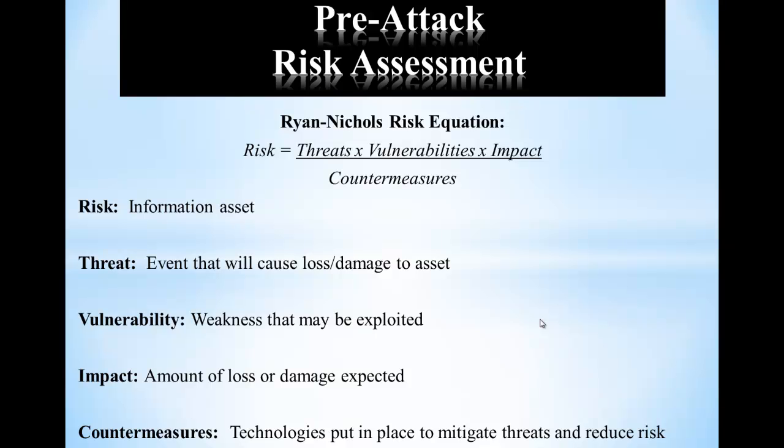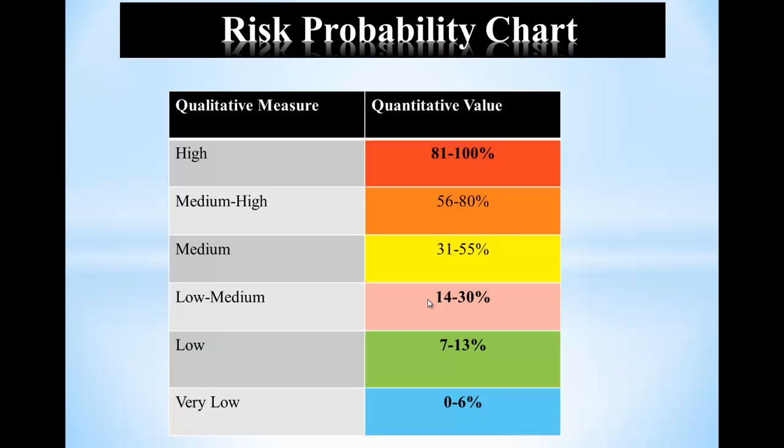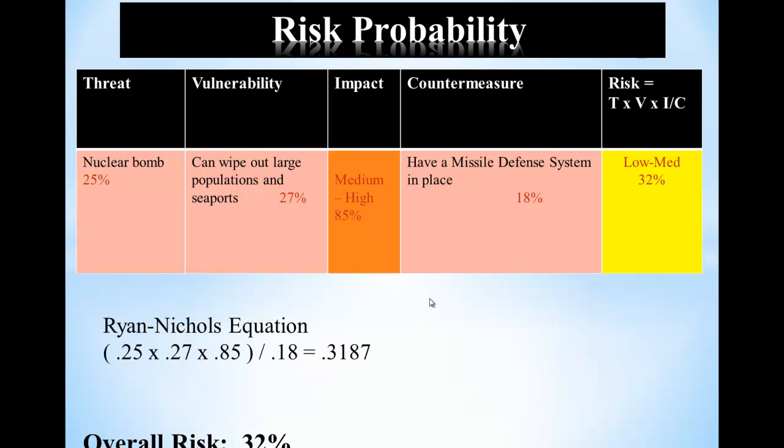This is the pre-risk assessment. The equation that we used was the Ryan-Nichols equation. My professor for the class was actually Randall Nichols, one of the creators of this equation. The difference with their equation is that it factors in countermeasures for the risk to help mitigate the threats and reduce risk. This is a risk probability chart that we used. 81 to 100% is high, and the very low was 0 to 6%.